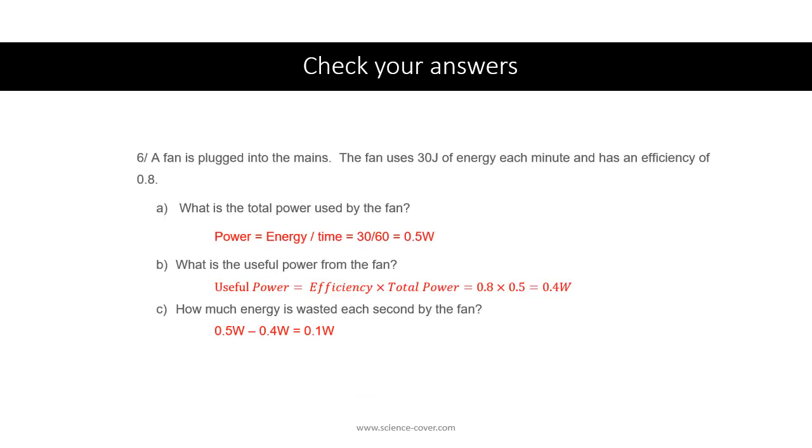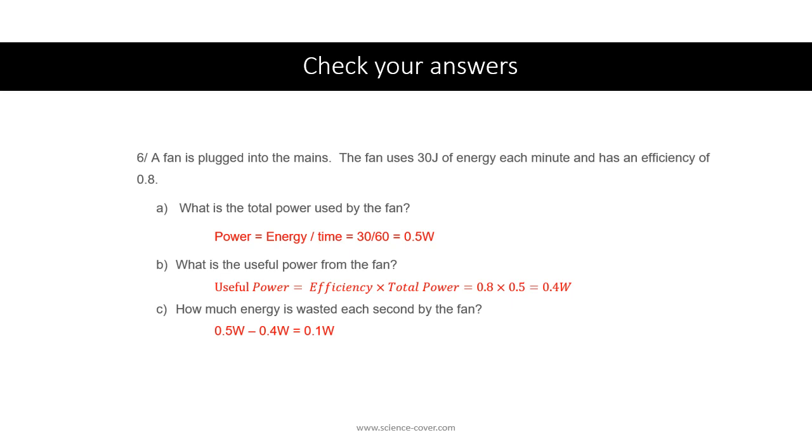Question 6. A fan is plugged into the mains. A fan uses 30 joules of energy each minute and has an efficiency of 0.8. What is the total power used by the fan? Well, the power is the energy divided by the time. So this is 30 joules of energy divided by 60 seconds, which gives us 0.5 watts.